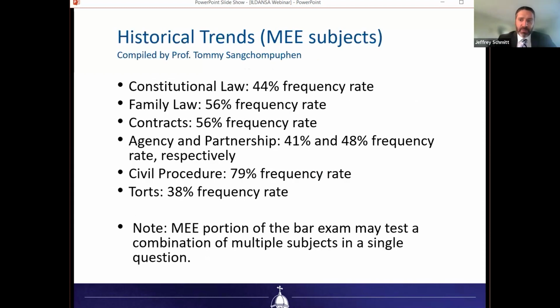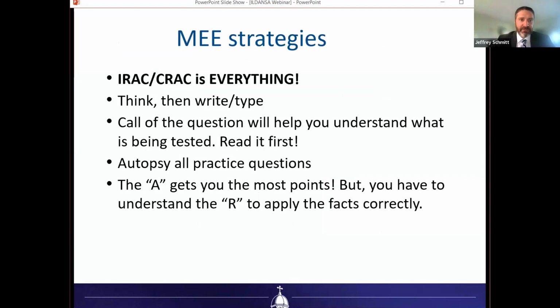This is something one of our faculty put together. The idea here is, well, there's more than 6 possible subjects that could be tested on an essay. So it's not that you're always going to get a con law essay. You're only going to get a con law essay about half of the time, right? You're only going to get a contracts essay about half of the time. Certain subjects are tested more frequently, like civil procedure, and some less frequently, like torts. But you're not guaranteed to have a con law essay or any particular subject. It really depends.